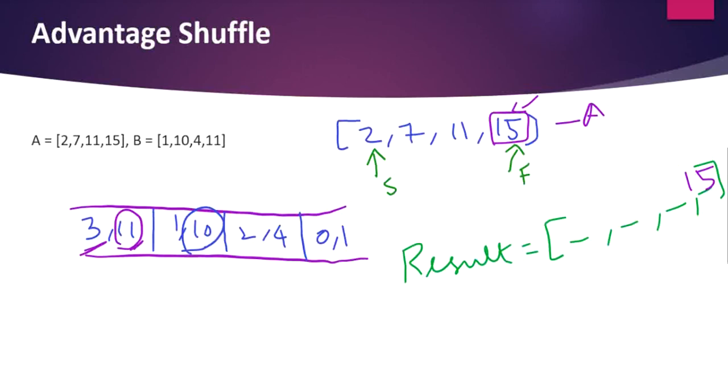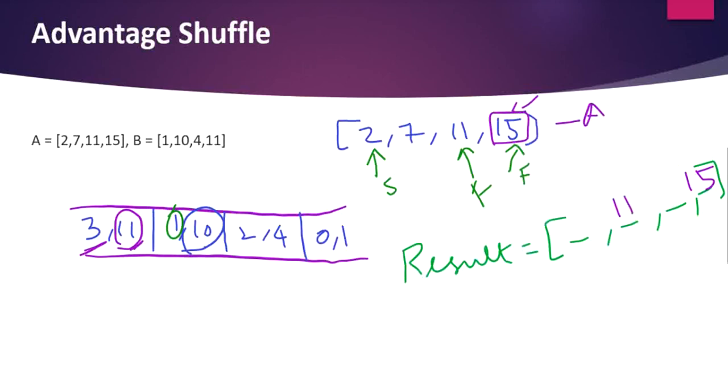Once we have used 15, our fast pointer moves to 11. Now we are comparing 10 with 11. 11 is actually a greater value than 10, so it is an advantage. So 11 gets the place of index 1, and now I'm going to update 11 at index 1.